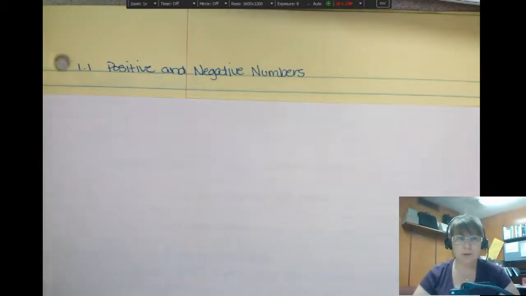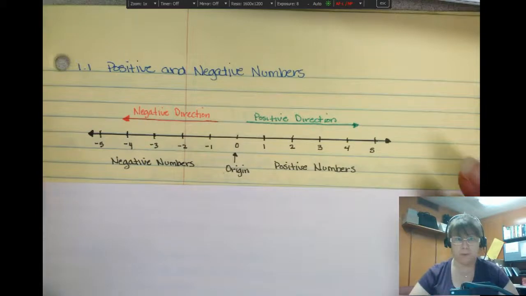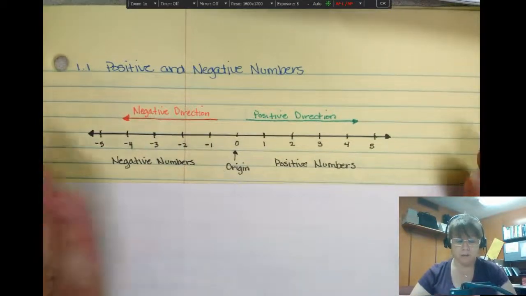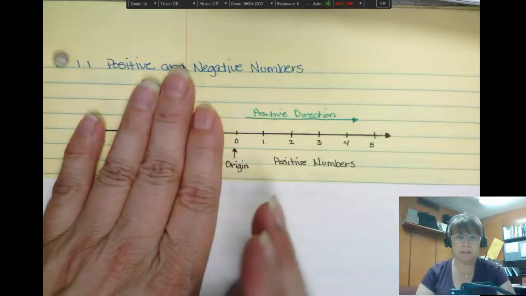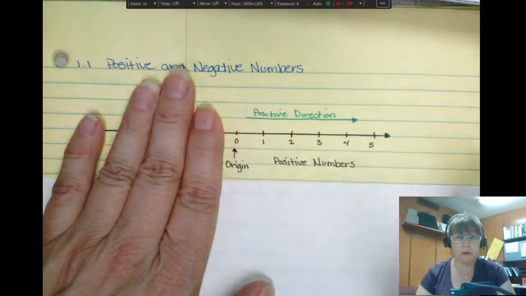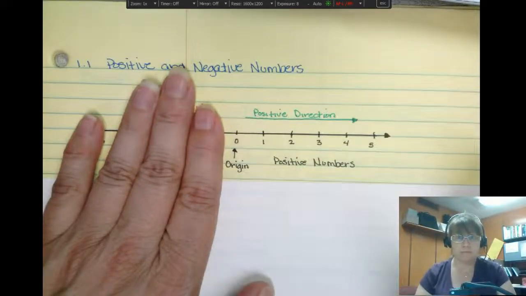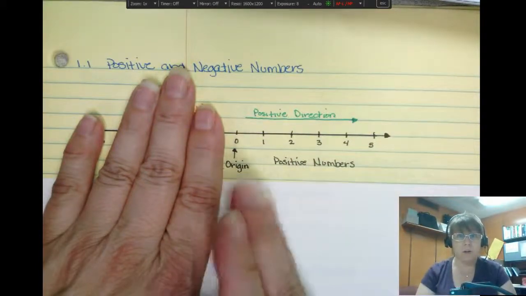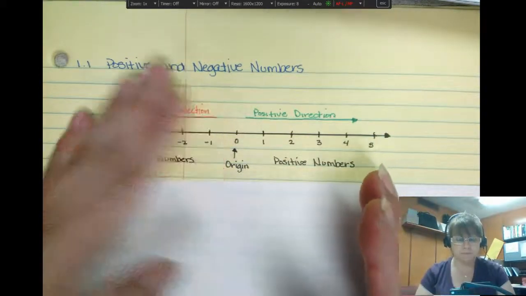Today's lecture we're going to go over our textbook chapter 1.1, Positive and Negative Numbers. You may remember our number line. Before, we started with 0 and we counted 1, 2, 3, 4 and so on, and we only worried about our right hand direction. Now we're going to call those our positive direction and our positive numbers.